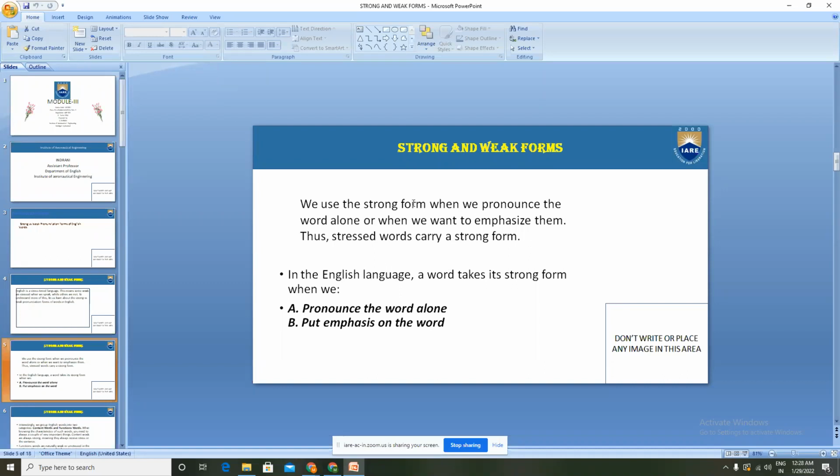So we use the strong form when we pronounce the word alone or when we want to emphasize it. Thus, stressed words carry a strong form. So when we pronounce a particular word alone, suppose we take an example.